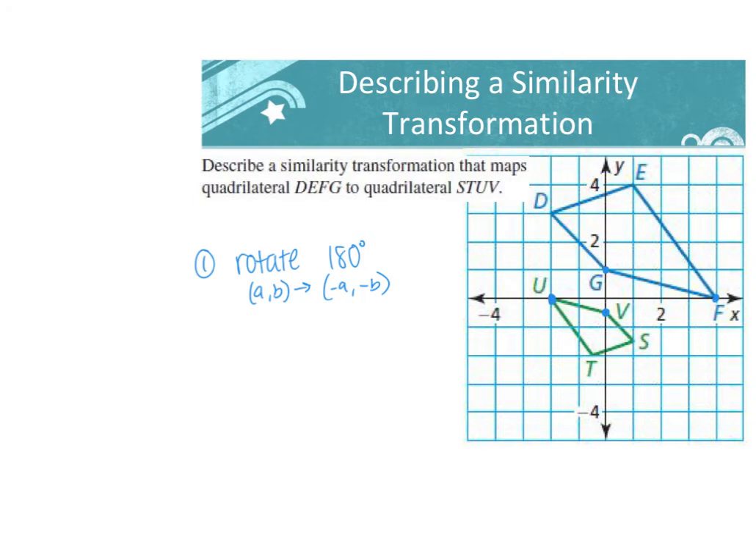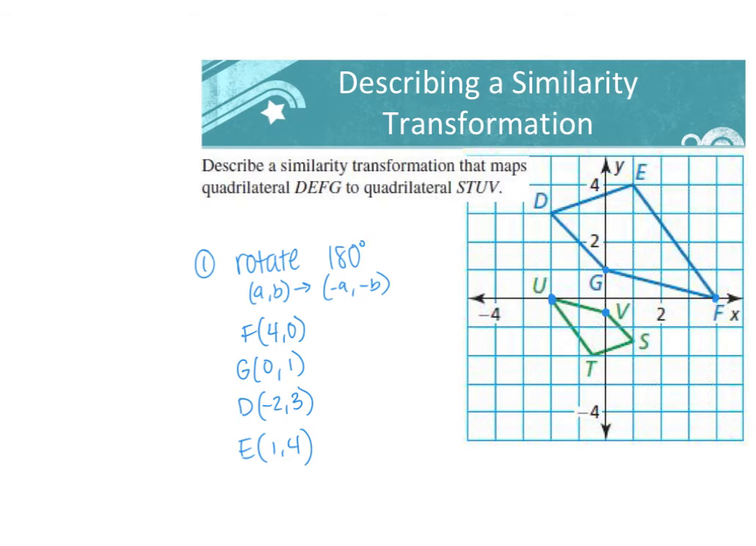So F is at (4, 0). G is at (0, 1). D is at (-2, 3). And E is at (1, 4), okay?